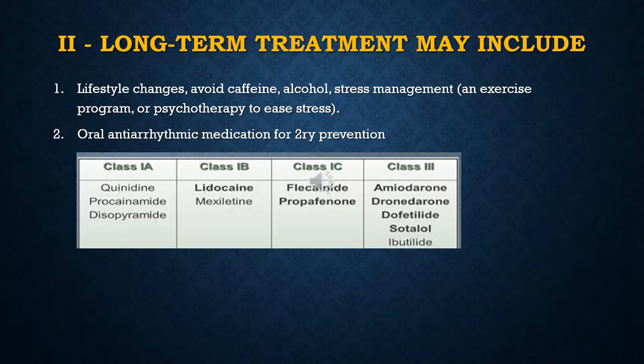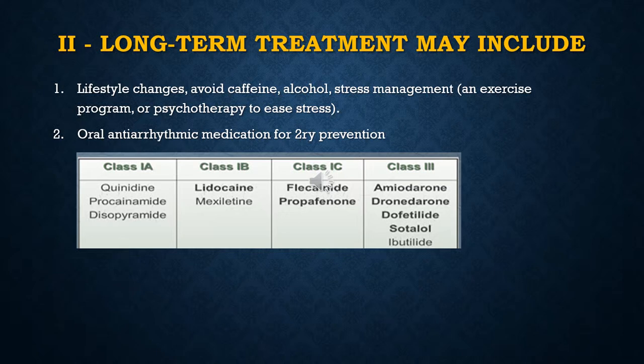Long term treatment may include lifestyle changes, avoid caffeine, alcohol, stress management like exercise program or psychotherapy to ease the stress, then oral antiarrhythmic drug medication for secondary prevention. What is the drug of choice for secondary prevention of VTAC? Class 1 and class 3.